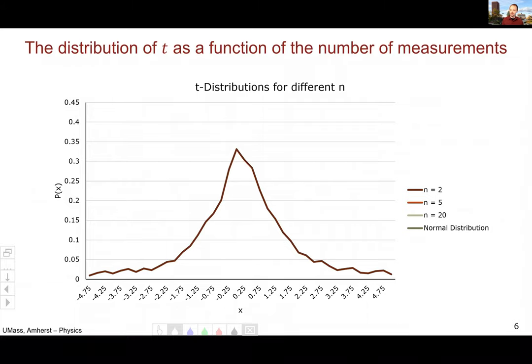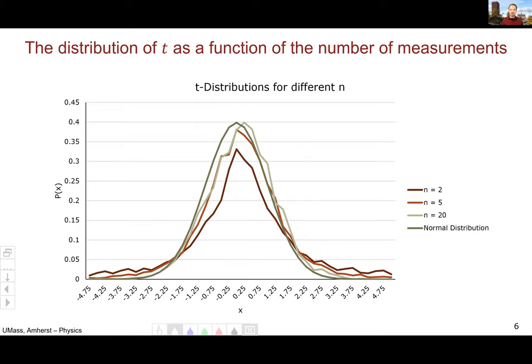Now it's a little jagged because I only have about 1,000. Of course, if I had an infinite number, it'd be a much smoother curve. If I go to five measurements per experiment, I get this result. 20 yields this next result. And then finally, I'm plotting the normal distribution as well. We can see that as the number of measurements gets bigger and bigger, the T distribution begins to approach the normal distribution.